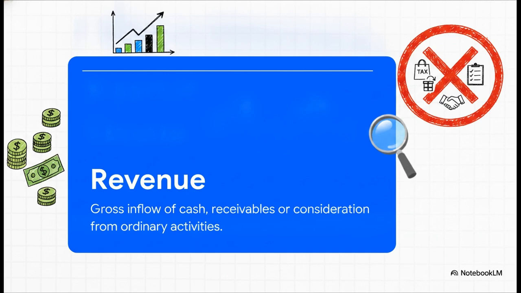When you're doing your exam calculations, the literal millisecond you see GST, sales tax, trade discounts, or quantity discounts pop up in a word problem, exclude them immediately. Just kick them out. They absolutely do not form part of your AS9 revenue.